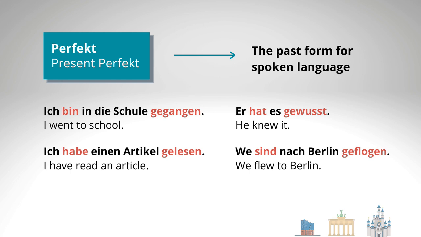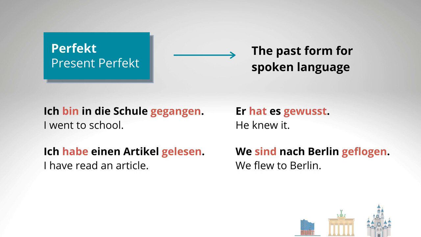While the present perfect in English is mainly used for actions in the past that still have relevance for the present, the perfect in German is used for almost all actions in the past in spoken language. So it's our past form for spoken language. That's why we also use it to translate sentences that use the simple past in English.